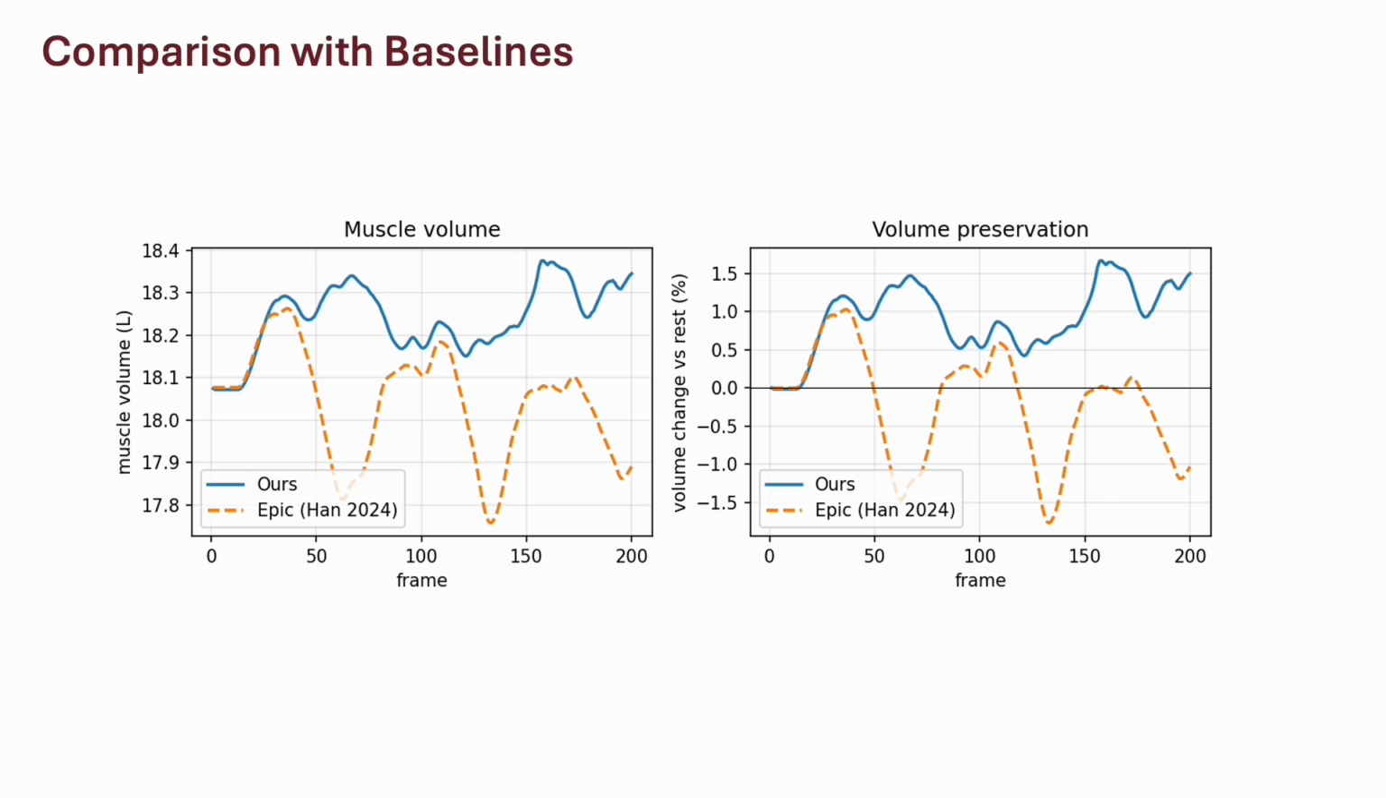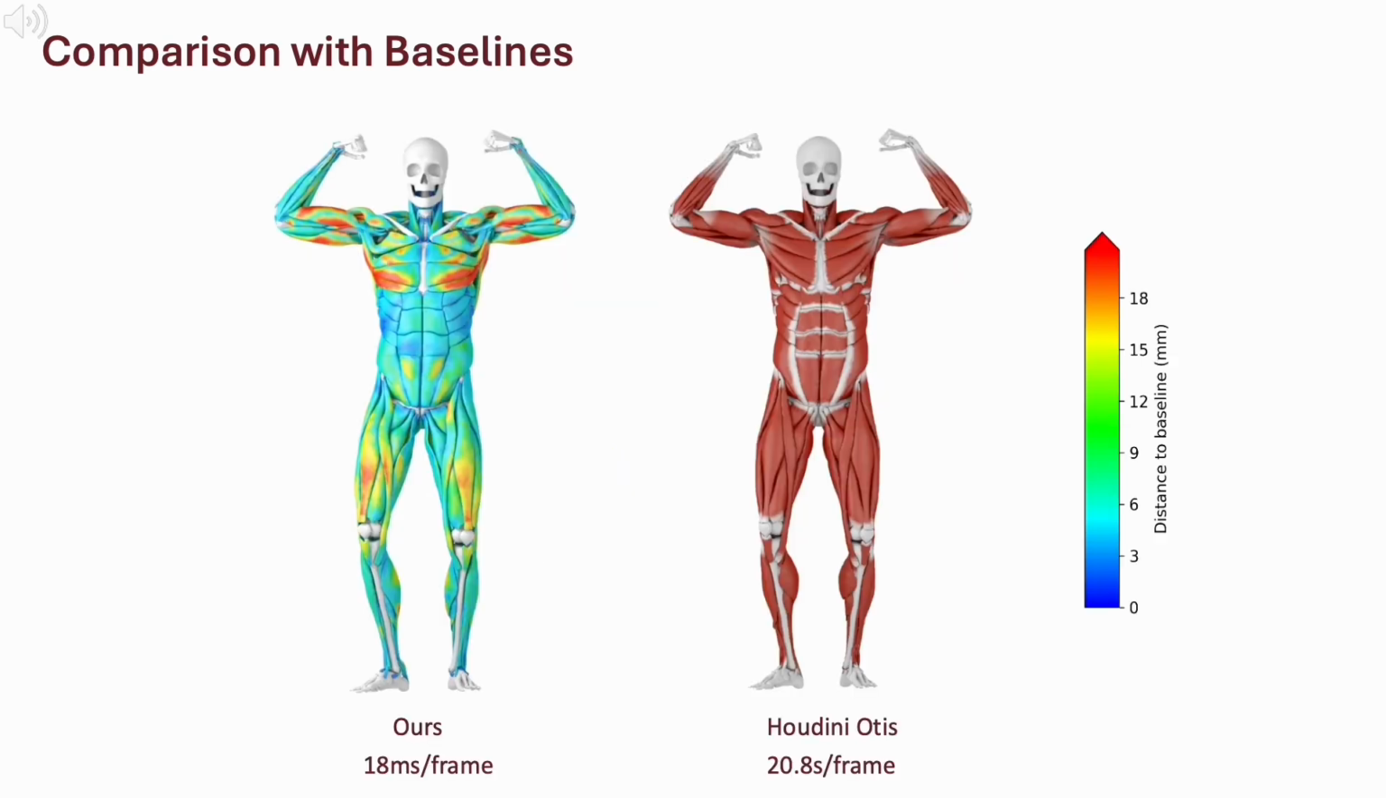Muscle volume over the same sequence. Ours and Epic behave comparably here. Both stay within roughly 2% of the rest volume, so in both cases the volume changes only slightly.